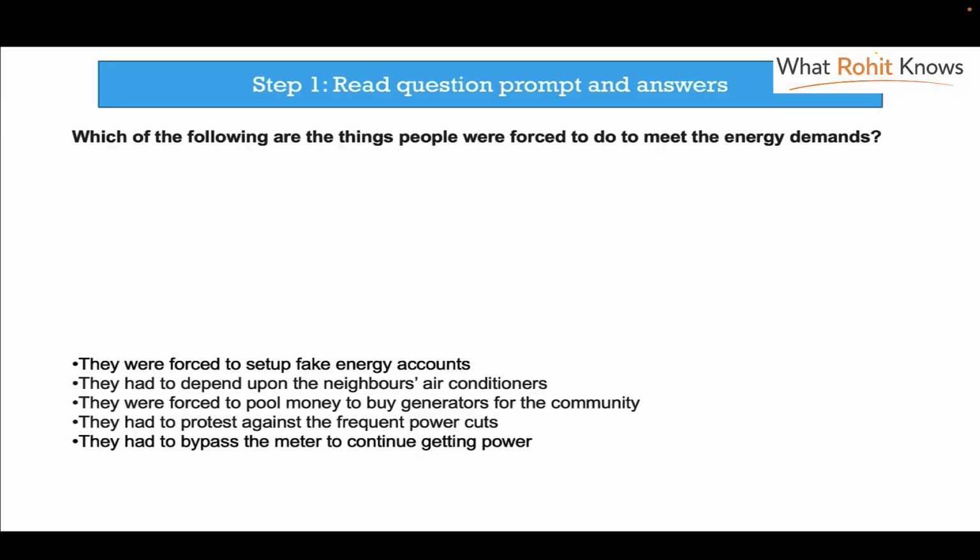Okay. So basically, which of the following things people were forced to do? That means I have to select the options which sound correct based upon the audio. And then I'll quickly glance over the options: fake energy accounts, ACs, pool money generators, frequent power cuts, bypass the meter. So now I understand that I'm going to hear something about energy, power, air conditioners, generators, power cuts, those kind of things. After that, when the audio starts playing, I'll take notes and I'll try to understand.